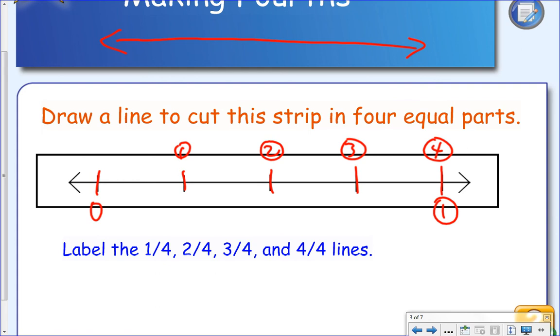Okay, then I'm going to label that line. So if I have 0 here, this is going to be my 1/4. This is going to be my 2/4, which is my halfway point between the two. This is going to be my 3/4, and this over here is my 4/4, or 1 whole. Okay, that one's not too hard. It's when it gets higher up in numbers that it gets harder to separate the line.